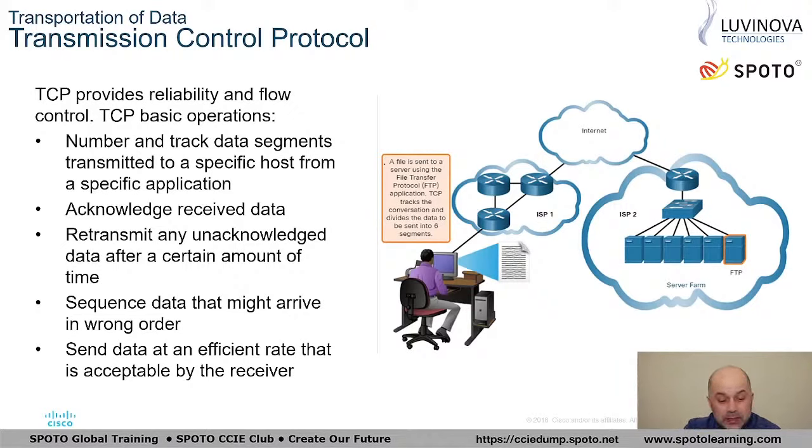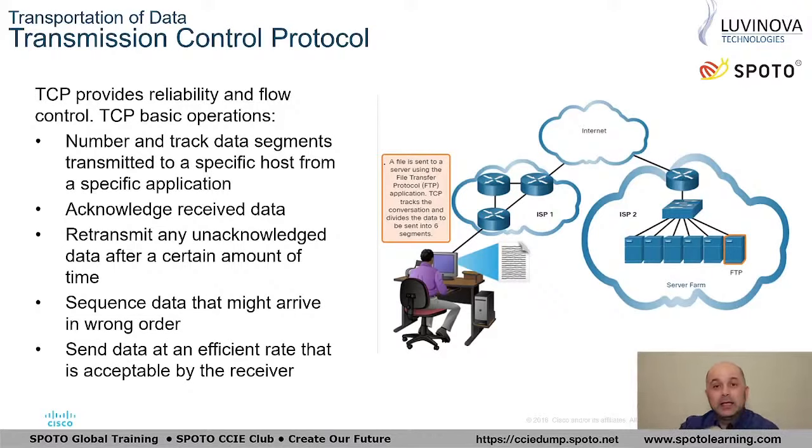Continuing, retransmit any unacknowledged data after a certain amount of time. That's exactly what I said. When the destination provides the acknowledgement to the source, saying that certain data with this sequence number is missing, please send it again, then the source is obliged to send it again. These are the sequence numbers.